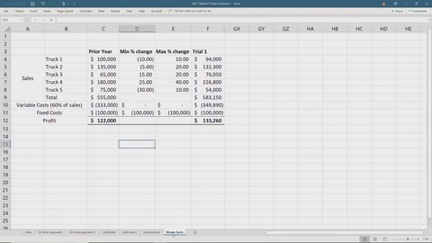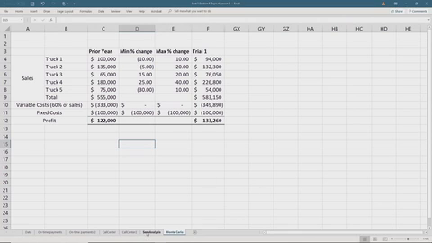So let's take a look at one other data analytic tool. Here I've built a very basic Monte Carlo simulation. A Monte Carlo simulation is a way to generate probabilities based on random numbers. Now let's compare it with the sensitivity analysis we just did.